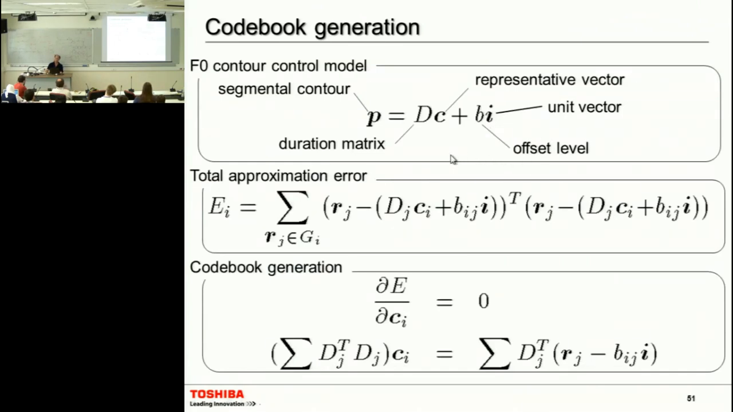So the error or distortion between the original pitch contour and the synthesized pitch contour is defined as a squared error, like this. And so we take the partial derivative of this error with regard to the codebook C and set it to zero. Then we can obtain this linear equation. And by solving this equation, we can obtain the optimum representative vector in the codebook C. This is the closed-loop training of the codebook vector. The concept is the same as that of closed-loop training for speech units.